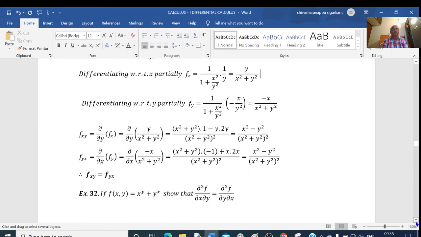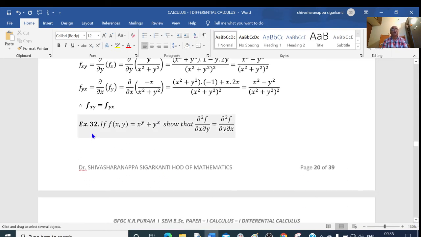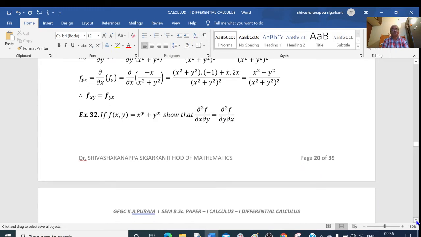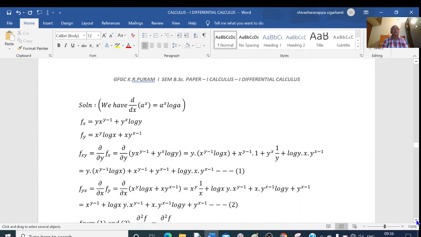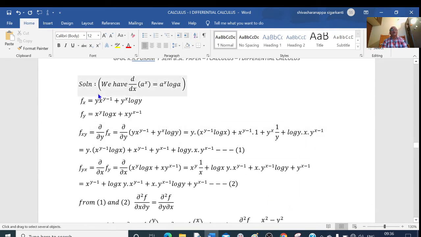Next example. If f of x comma y equal to x to the power of y plus y to the power of x, show that dou square f by dou x dou y equal to dou square f by dou y dou x. So consider the given function. And we have this formula. Derivative of a raised to x is a raised to x into log a. This we know.